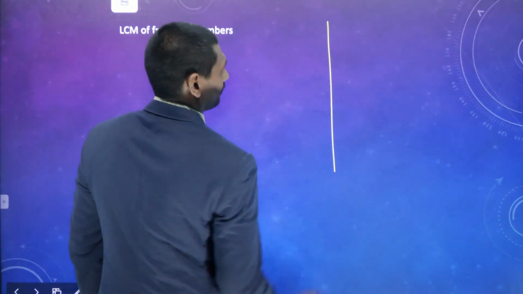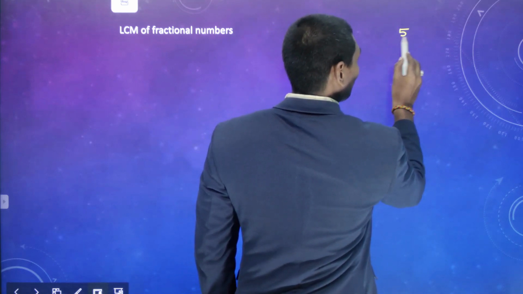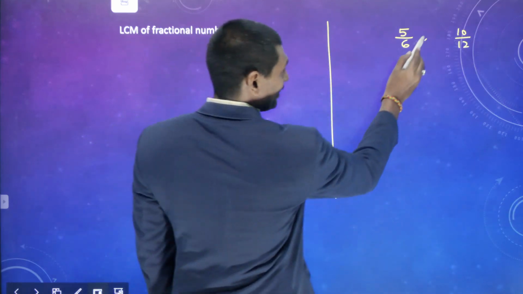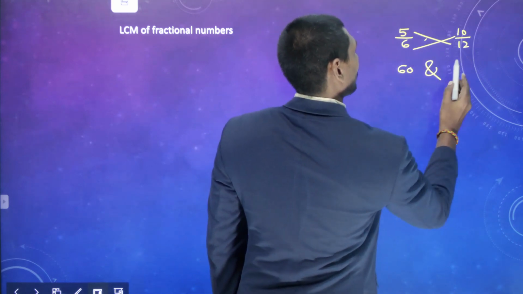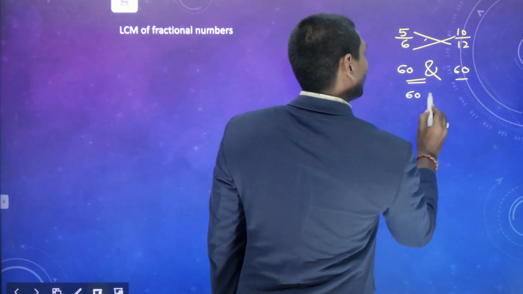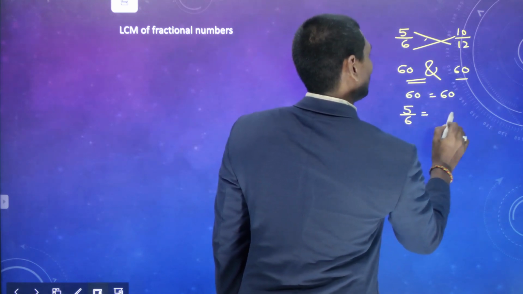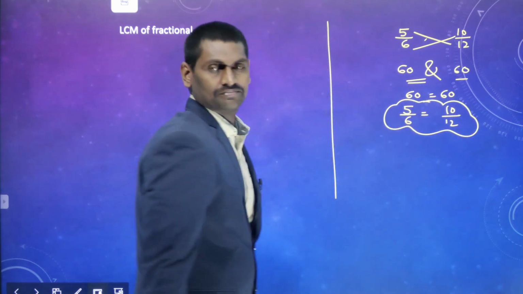Let us see that one. For example, I am taking 5 by 6 and 10 by 12. Apply the cross multiplication. 5 12s are 60 and 6 10s are 60. That means both are equal, which is nothing but the first fraction and second fraction are equivalent fractions.